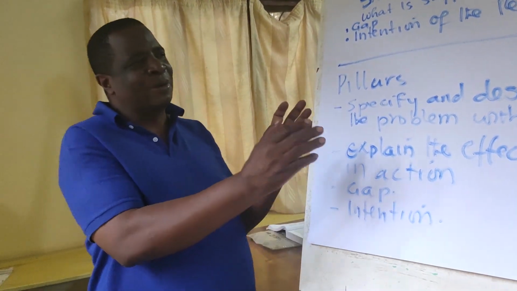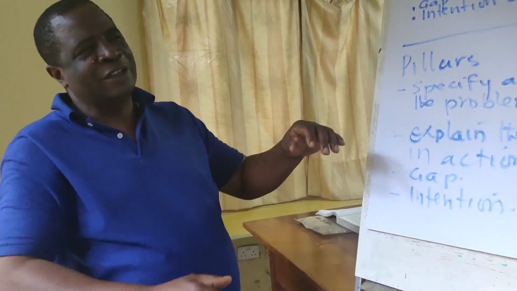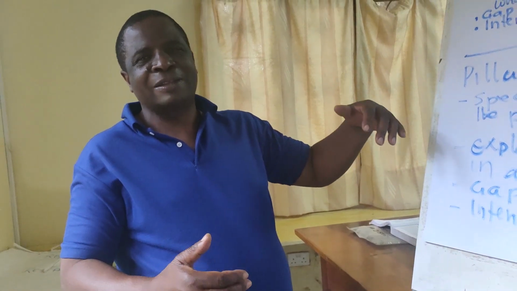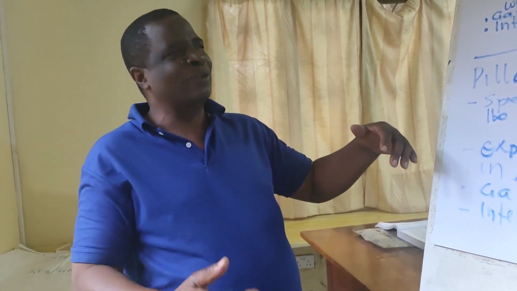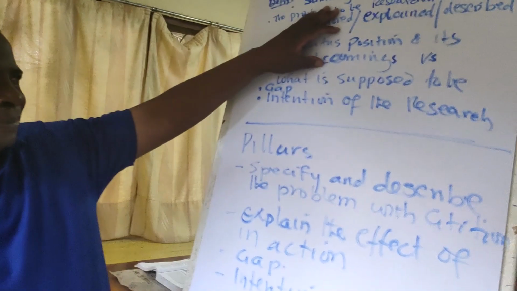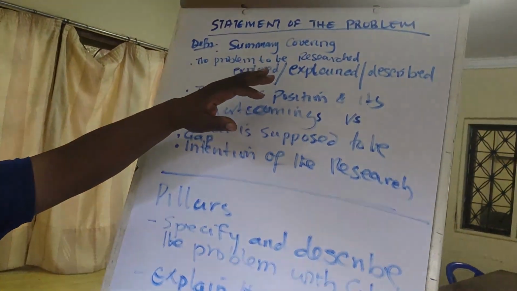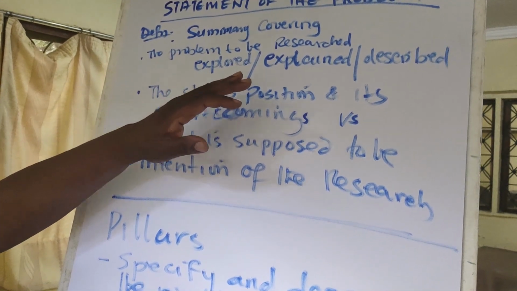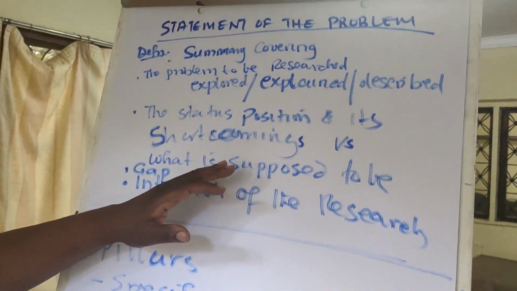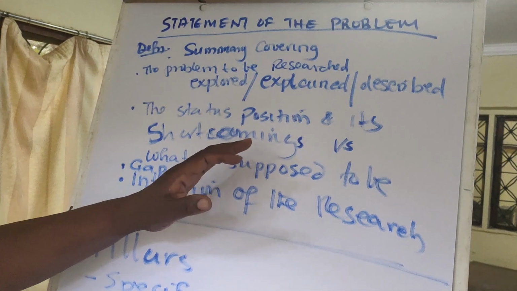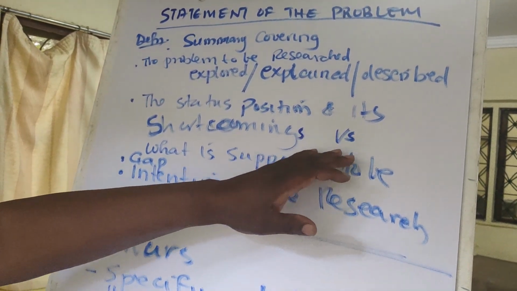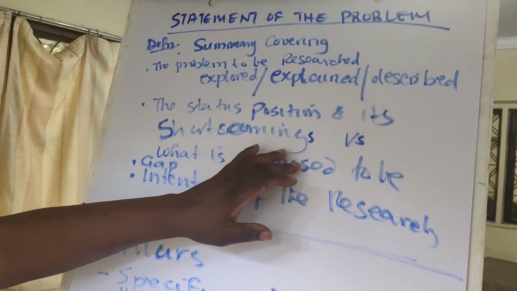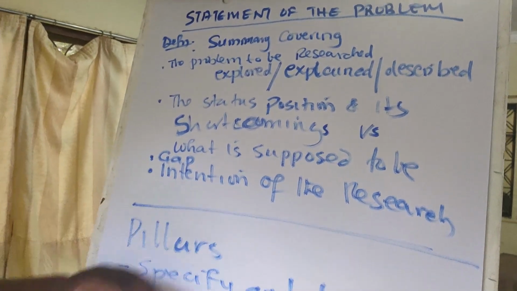So that should be contained in a research problem. It should be very, very short, but adequate enough to explain the problem, to explain what it should be, how it should be, and what it is not, how it is supposed to be, and what is actually happening, and how that can be solved.